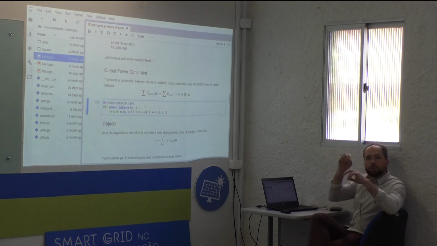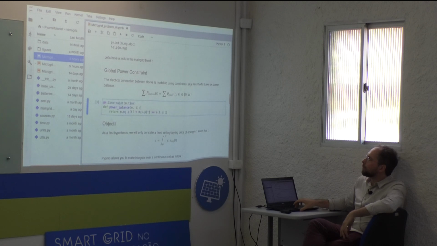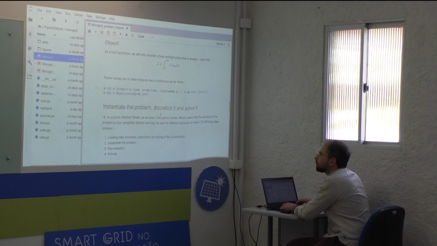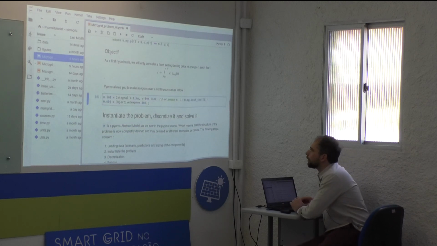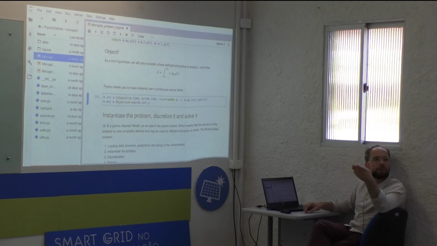Remember, we had to create constraints between the 3 units. So we have to connect the main grid to the source, to the load. And remember that the sum of the sources has to be equal to the sum of the load, okay? We made one hypothesis. We said that the objective of our problem here was to minimize the cost of the power we buy from the grid.